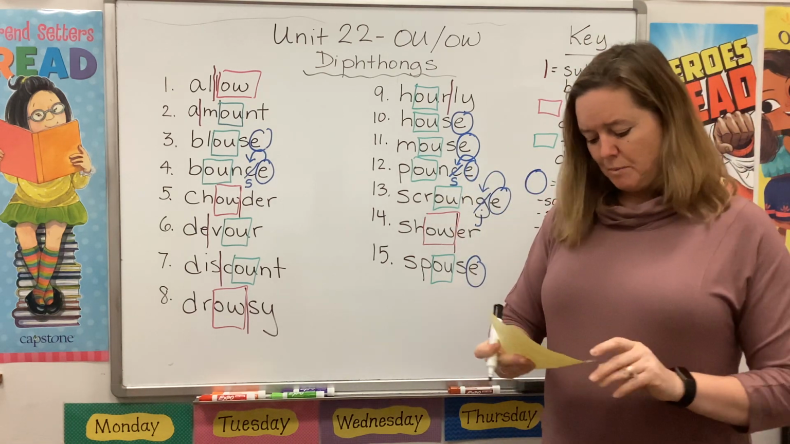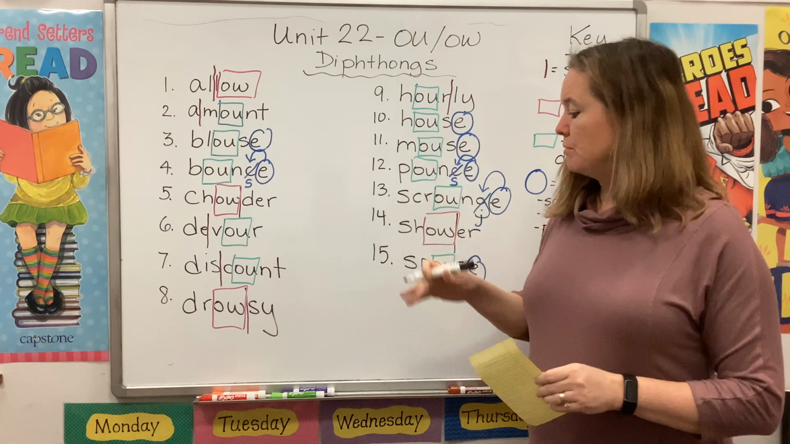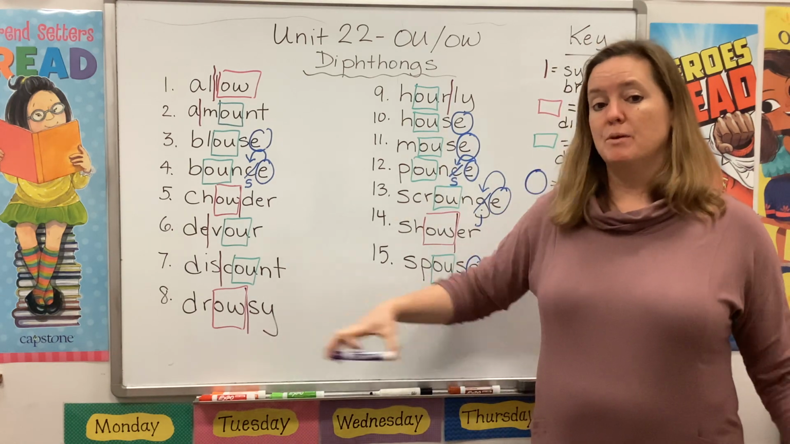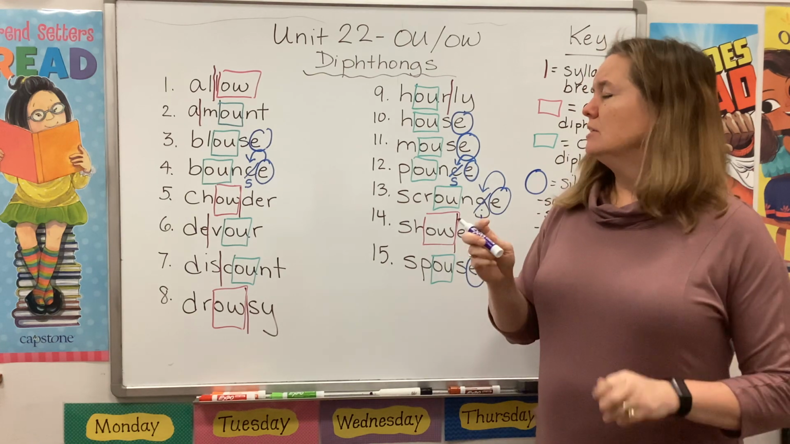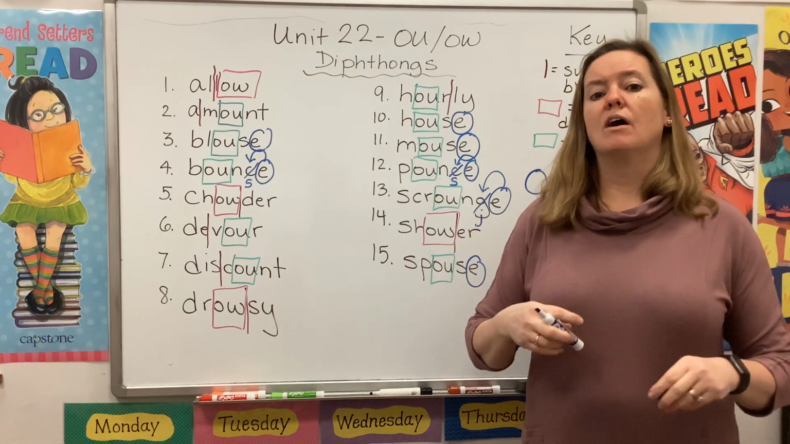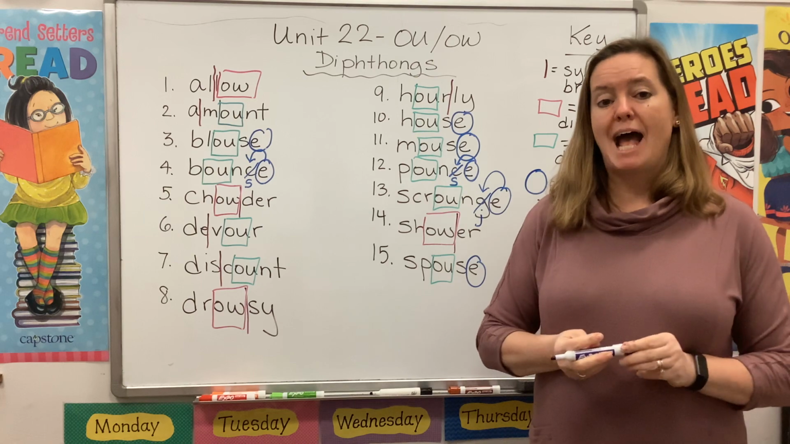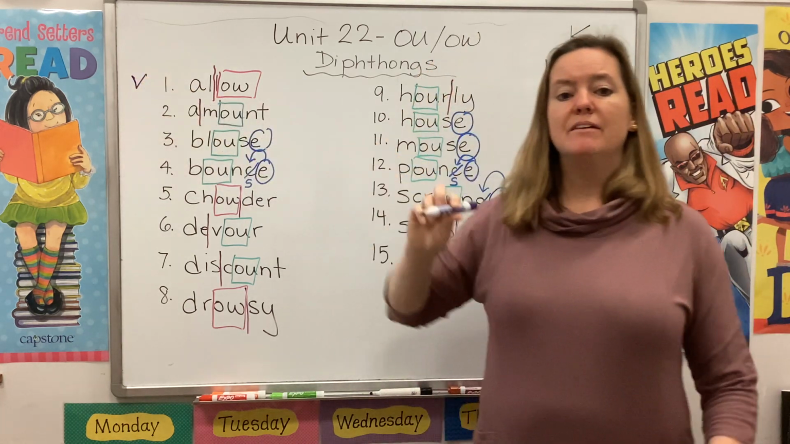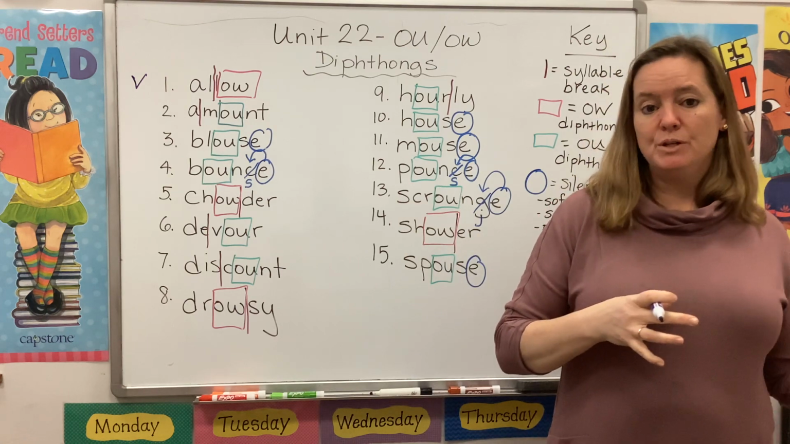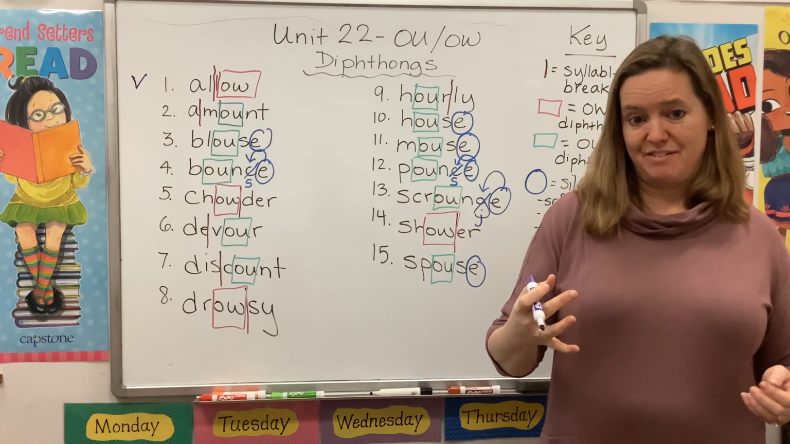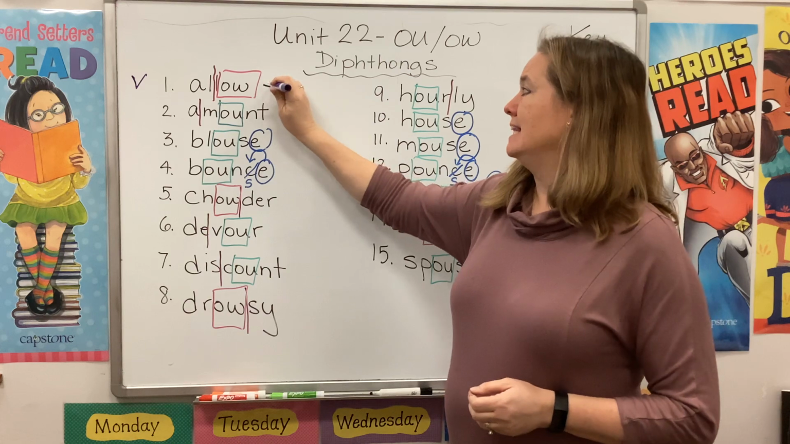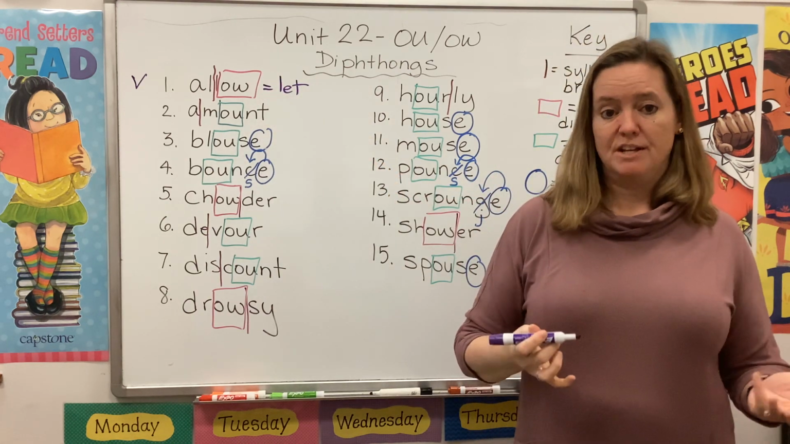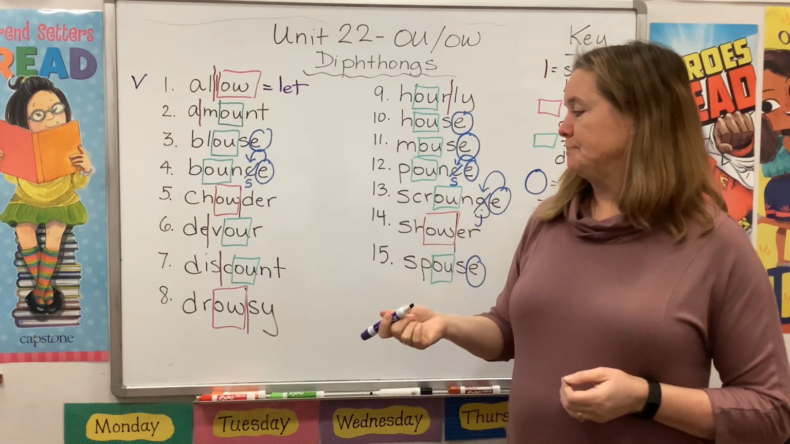Okay, so what I want to do now is go through the list and figure out what the words mean and talk about their part of speech. Okay, so the first thing I want to look for are verbs. Verbs are action words, right? So for instance, the word allow: if your parents allow you to sleep over at your friend's house, that means they let you. They let you do it. They give you permission. So that is a verb.